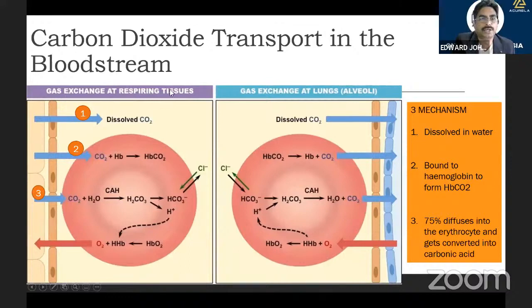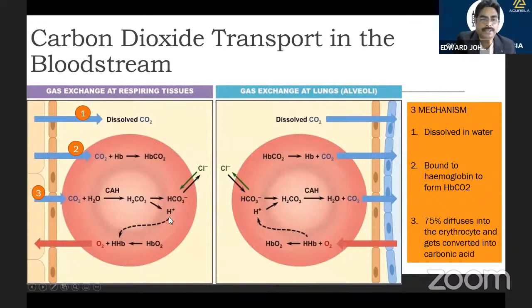At the tissue level, carbon dioxide is transported in three forms. One is the dissolved form in the plasma. Another is combined with hemoglobin as carbaminohemoglobin. And the third one is the bicarbonate form. Carbon dioxide combines with water to form carbonic acid, which dissociates to bicarbonate and hydrogen ion. The bicarbonate will be exchanged with chloride from the cytoplasm.